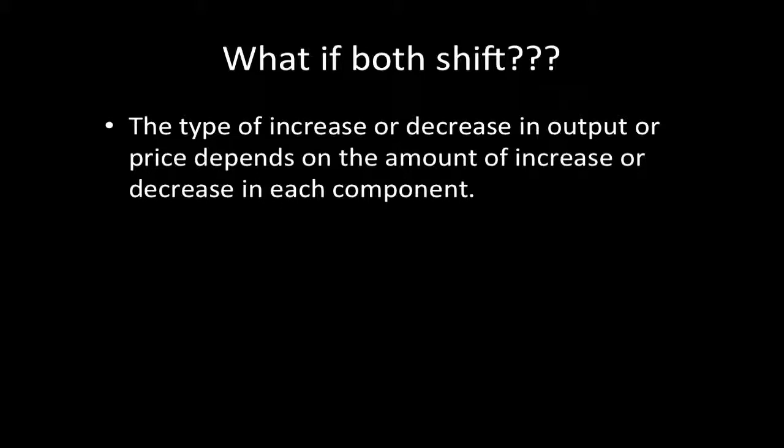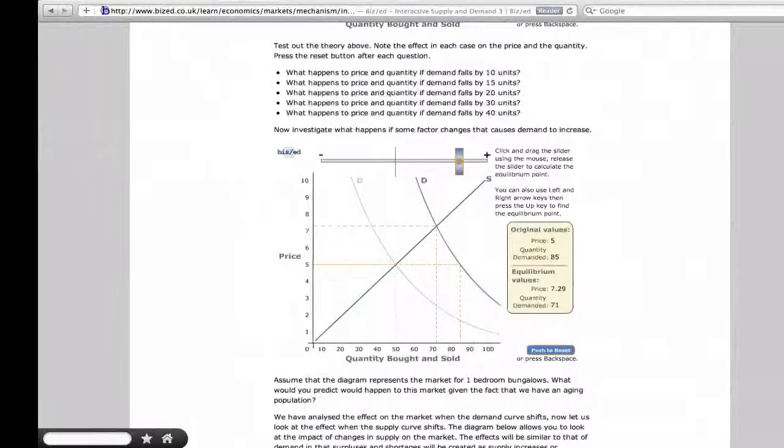Oh, and by the way, students, if I'm going too fast for you, just remember you can always go back and watch this video again. It will be available, and just feel free to go back, pause, rewind, go over this again just to make sure that you have this locked down, because this is very important throughout economics. So, if both supply and demand shift, the type of increase or decrease in output or price depends on the amount of increase or decrease in each component.